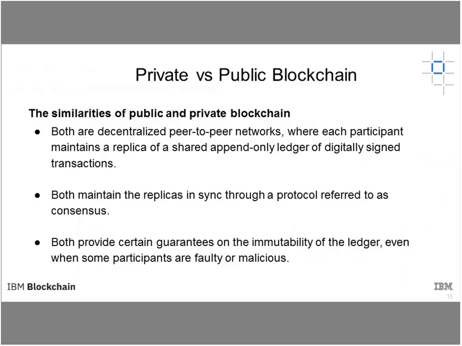That is private versus public blockchain. Mostly we have discussed the private blockchain technology, because Hyperledger is a kind of private permissioned blockchain technology, and IBM is working on this Hyperledger platform.